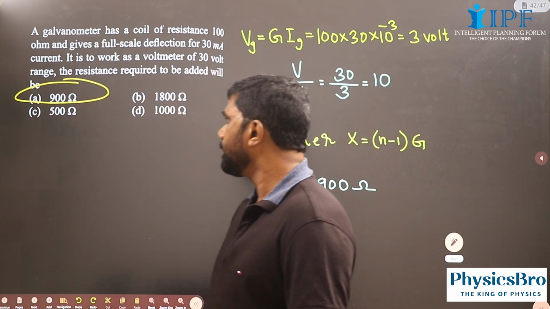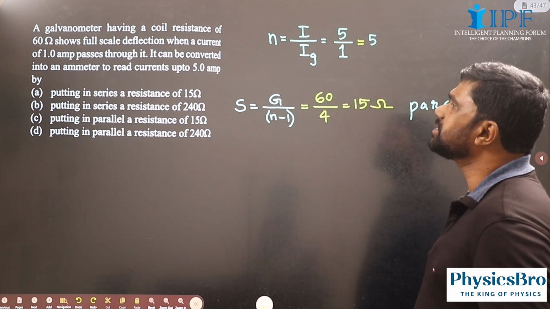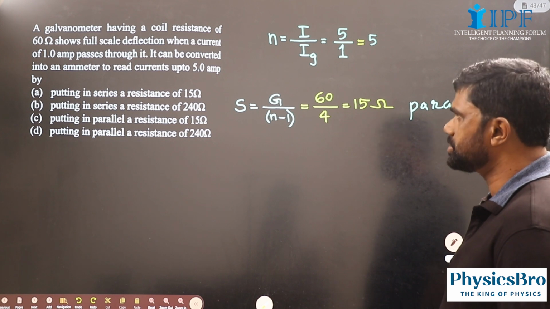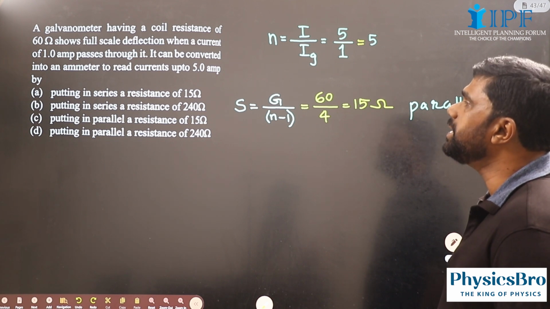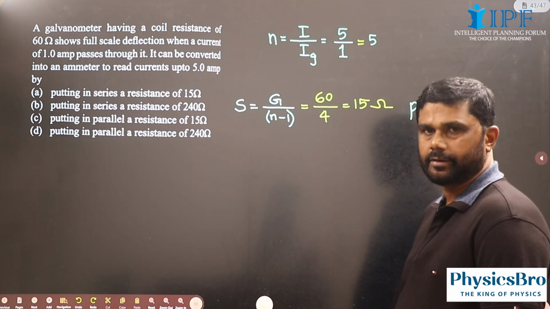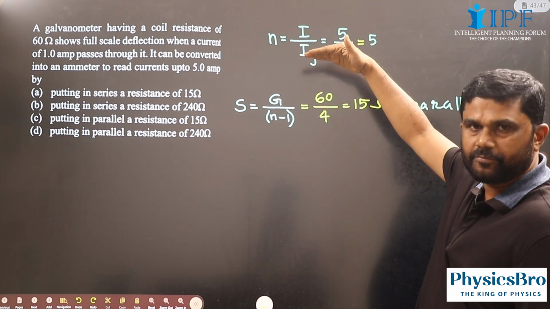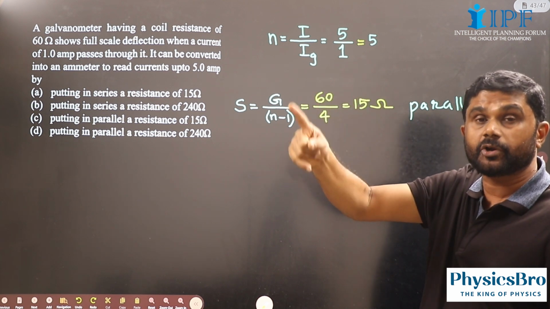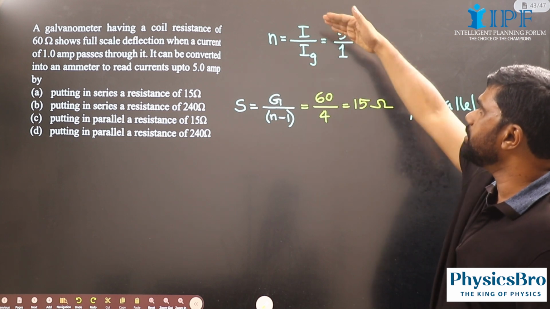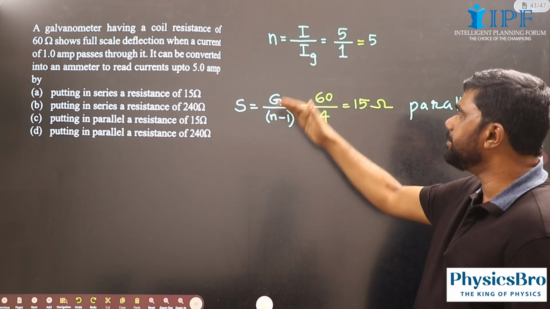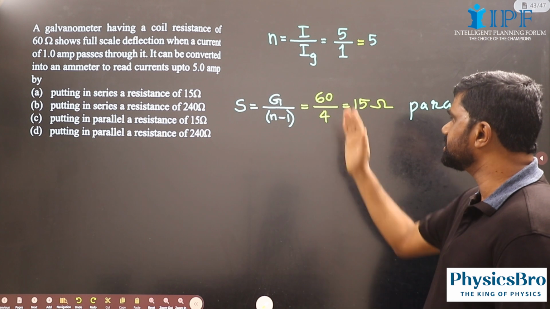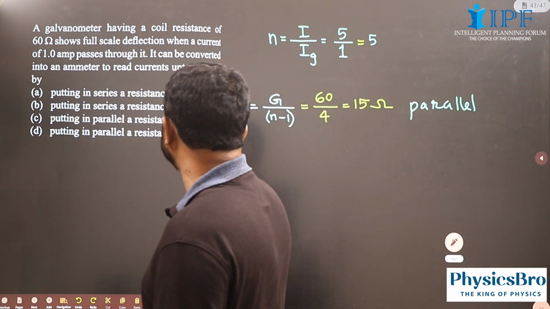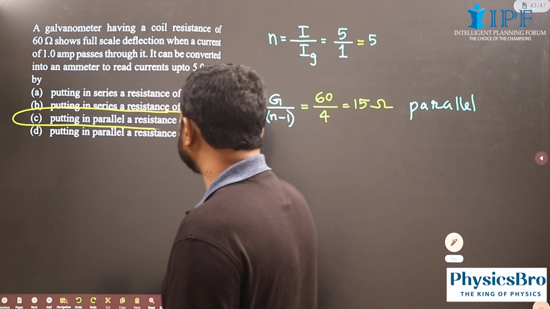Now let's see. A galvanometer having a coil resistance of 60 ohm shows full scale deflection when a current of 1 ampere passes through it. It can be converted into an ammeter to read up to 5 ampere. Now see, N equal to I by Ig. Full scale deflection current is 1. It is to be converted into an ammeter capable of measuring 5 ampere. So N is I by Ig, that is 5. And shunt is G by N minus 1. 5 minus 1, that is 4. 60 by 4, 15 ohm. So putting in parallel a resistance of 15 ohm.